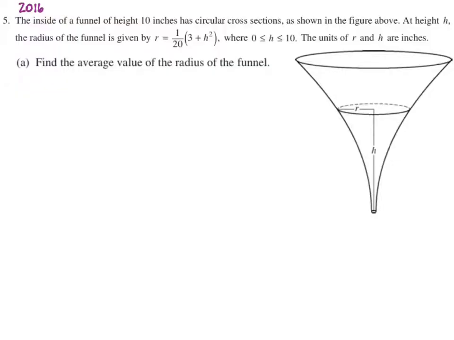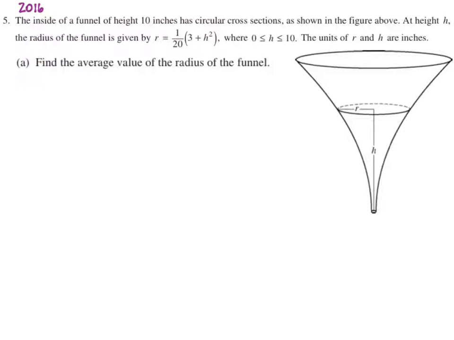It says the inside of a funnel of height 10 inches has circular cross sections as shown in the figure above or to the right. So here we have one circular cross section that you can see here. At height h, the radius of the funnel is given by this expression. As h increases, as we move h up, obviously the radius is going to get bigger, and so we have an equation that relates the radius to the height of the funnel. And then it says the units r and h are in inches.